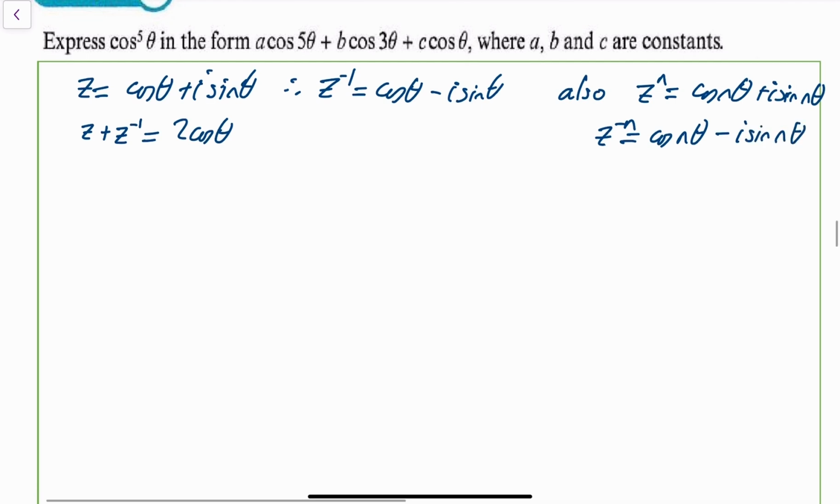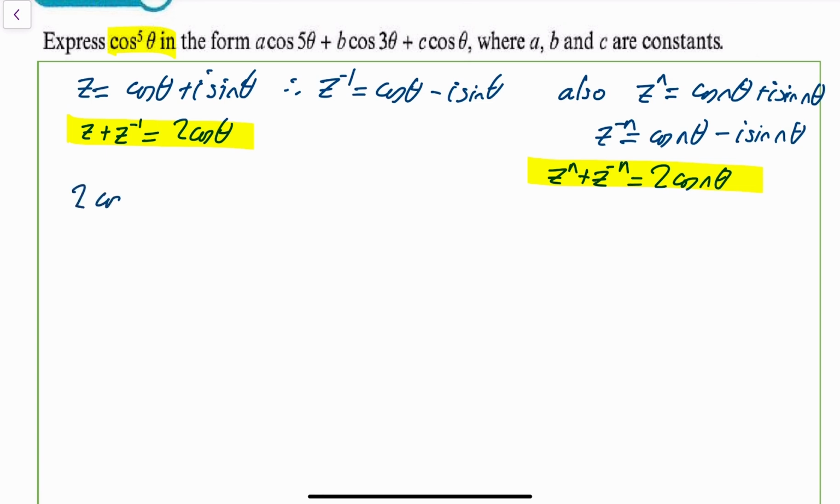And if you add those two, you're going to get z to the power of n plus z to the power of minus n is equal to 2 cos n theta. So this is what we're going to get started with today. We need to find cos to the power of 5 theta. We're not going to have that exactly, but we're going to have it pretty close, as you will see. So we're going to have 2 cos theta and we're going to raise it to the power 5. That's where our cos to the power 5 theta is going to come from.